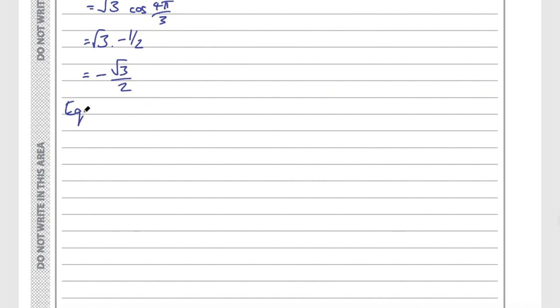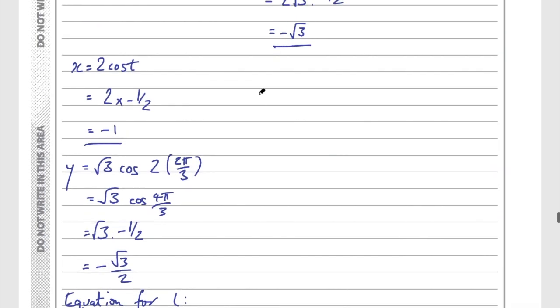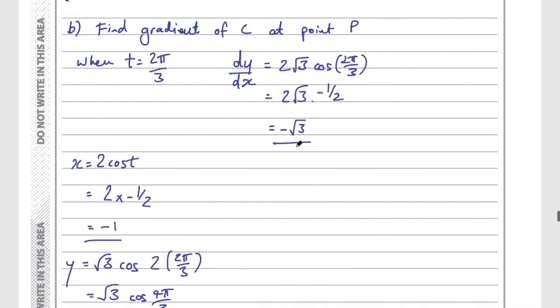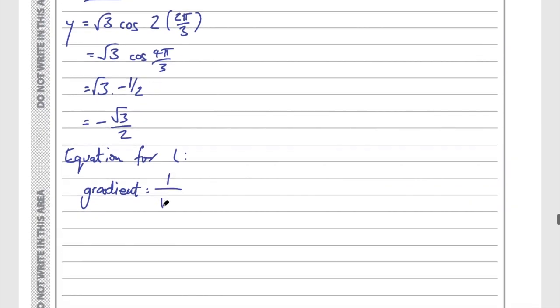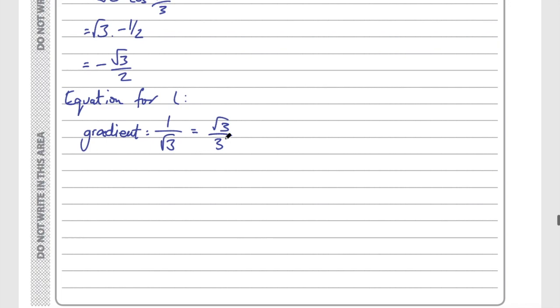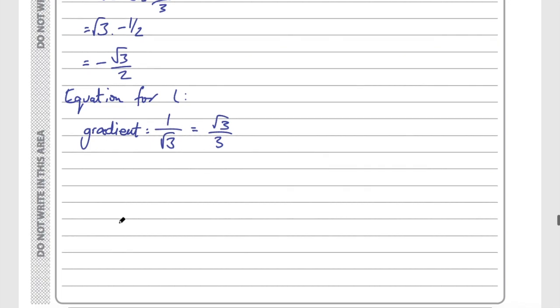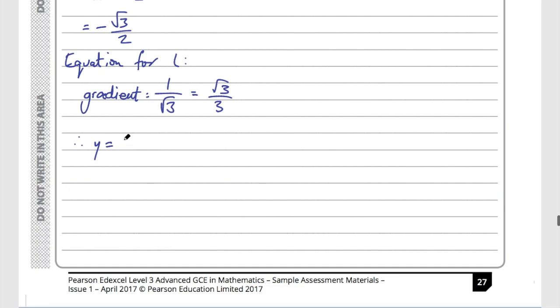So we can say the equation for L will look something like this. The gradient, remember this is normal to the tangent, so if the gradient of the tangent is minus root 3, we need the negative reciprocal for the perpendicular line. So the negative reciprocal of minus root 3 is 1 on root 3, which can also be written as root 3 on 3. That's the same thing. I'm not sure which one I'll use yet, but we'll see which one makes it easier to work out. So therefore y equals root 3 on 3 x plus c.